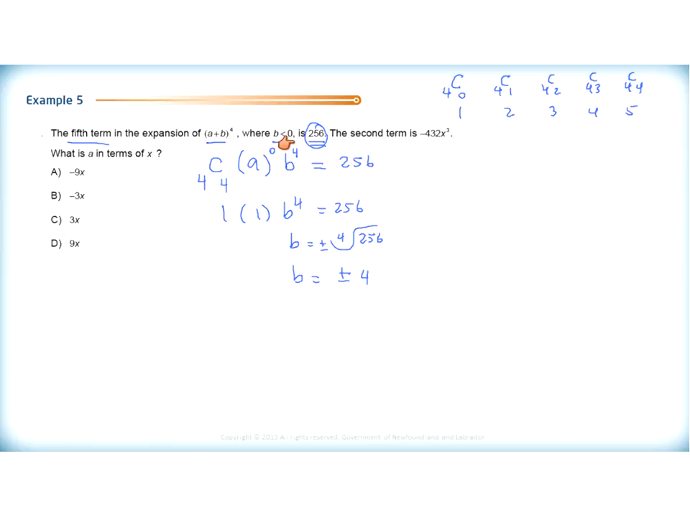But notice, B is less than 0. So if B is less than 0, the only answer that we're looking for is negative 4. So we now know that B is negative 4.